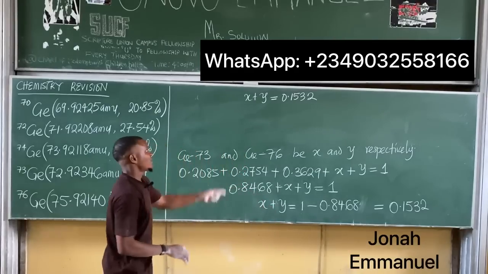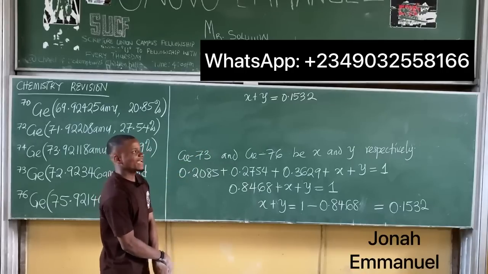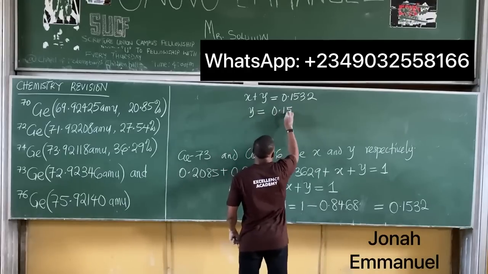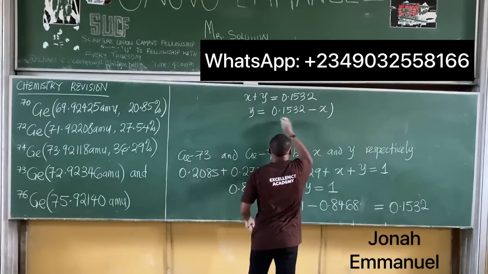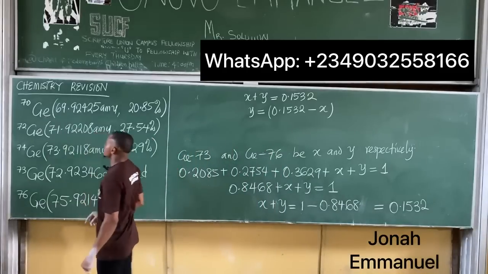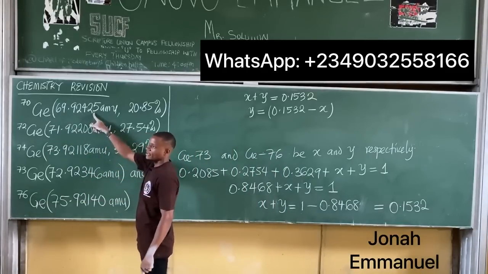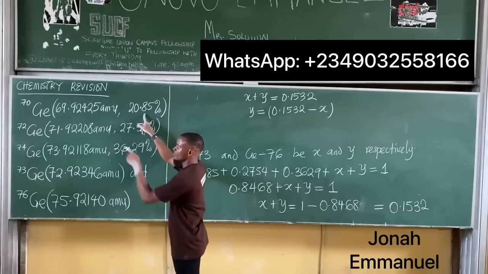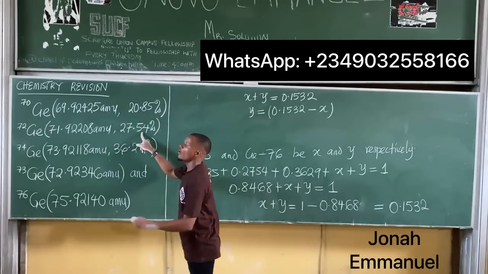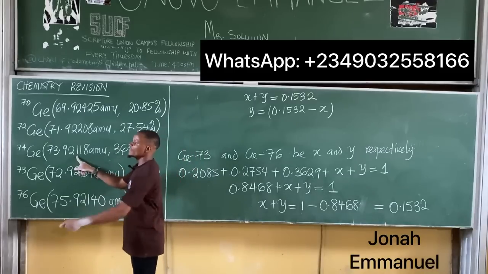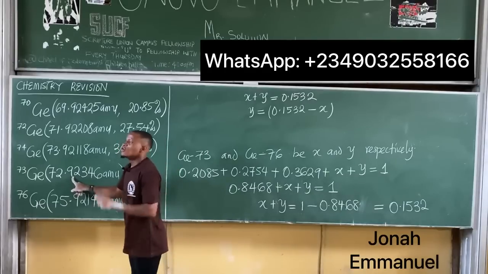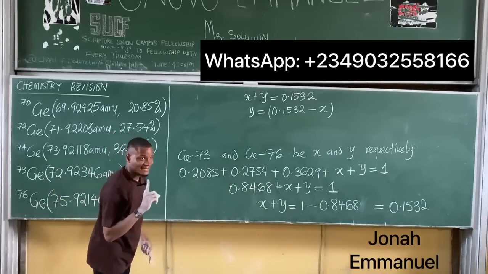What does it mean here? It means that express y in terms of x. What's y here? y is equal to what there? 0.1532 minus x. So listen. It means that for germanium 70, the atomic mass is this, the relative abundance is this. For 72, atomic mass is this, relative abundance is this. For 74, atomic mass is this, relative abundance is this. For 73, atomic mass is this one here. Relative abundance is x. Check, we said so.